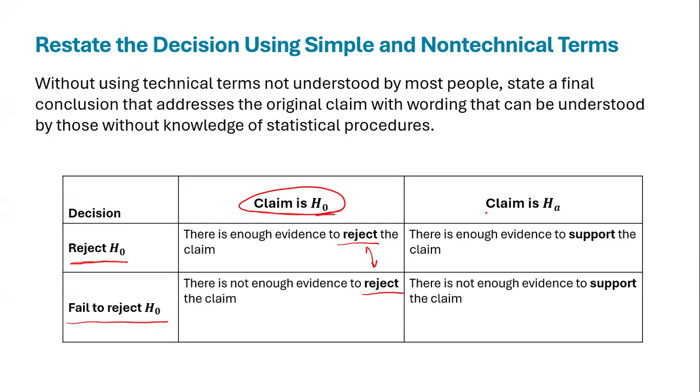But if the claim is on the alternative, we always use the word support. If you reject the null, you support the claim, the alternative. If you fail to reject the null, you do not have enough evidence to support the claim. That's very important when you're writing your final statement.